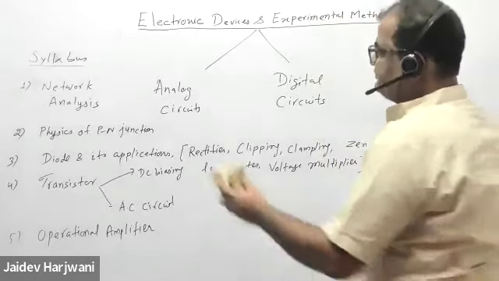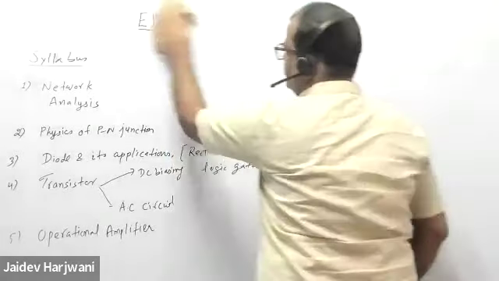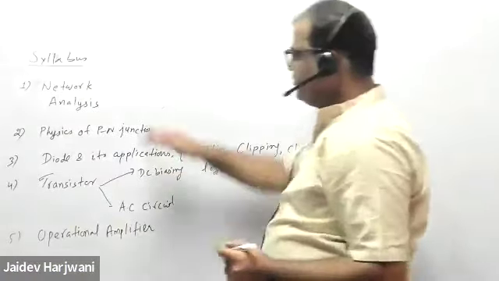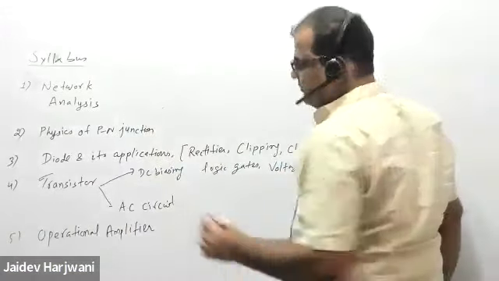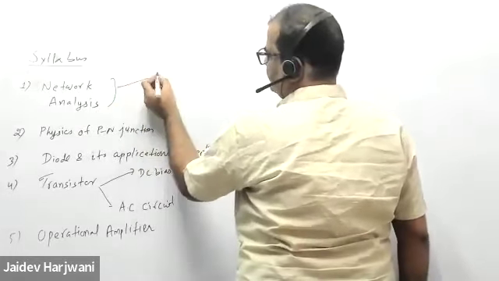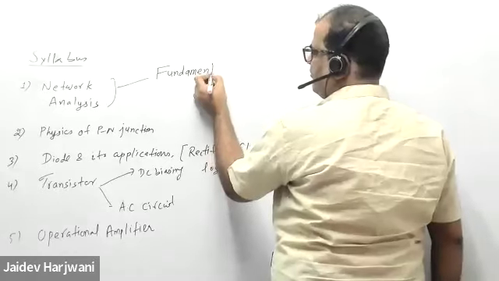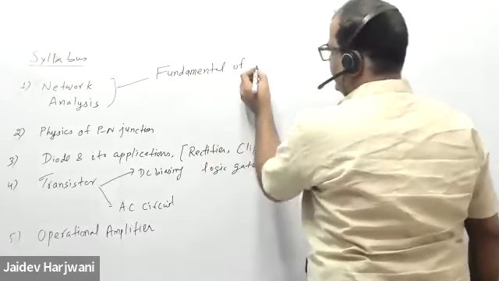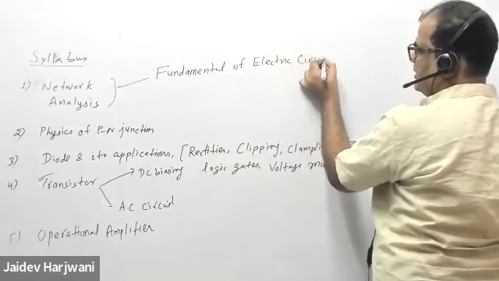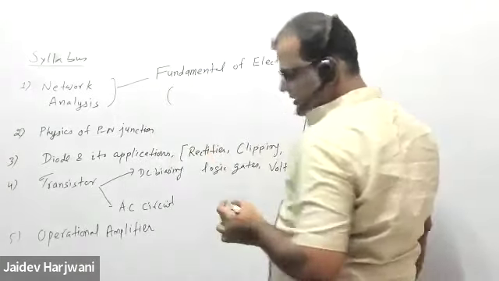Now we come to the books. What books are we going to deal with? There are two books mainly. First, for network analysis, I am going to use the book Fundamentals of Electric Circuits. This book is written by Alexander and Matthews.